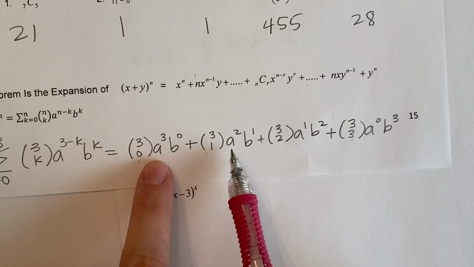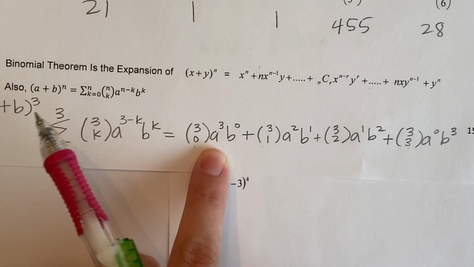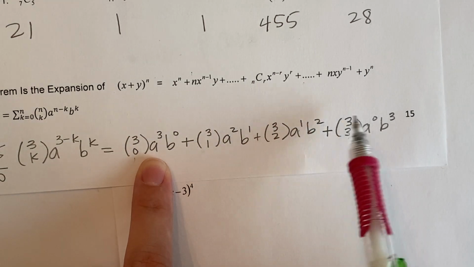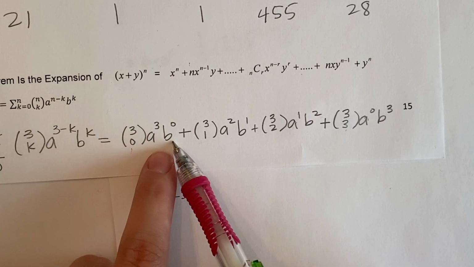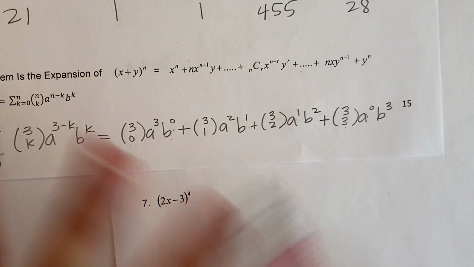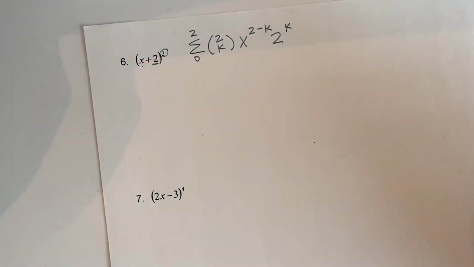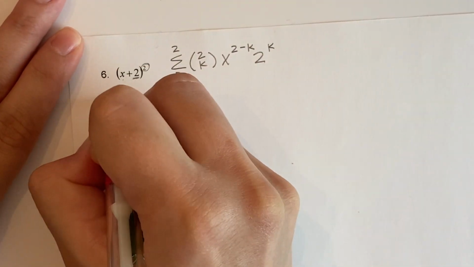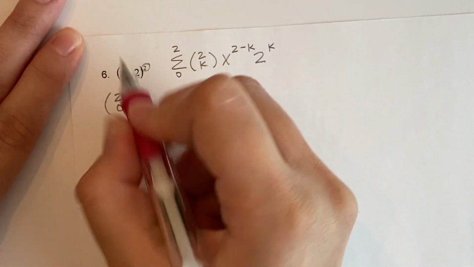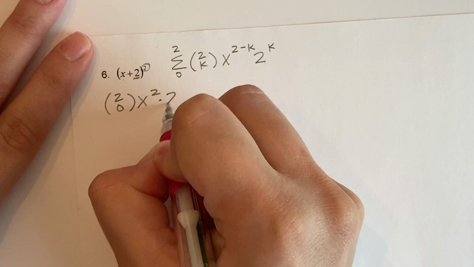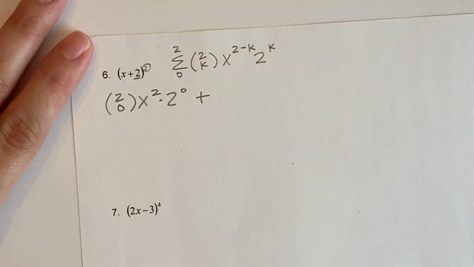Now the first term starts with the exponent and it decreases, so 3, 2, 1, 0. But the second term starts at 0 and increases, 0, 1, 2, 3. That's gonna be the same for all of these problems. So doing this one, I'm gonna start with 2, 0. My first term is gonna take the biggest exponent times my second term, take the smallest exponent.